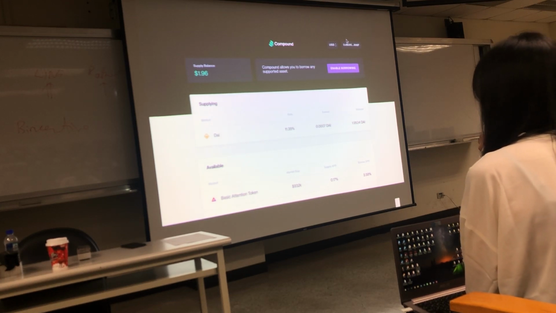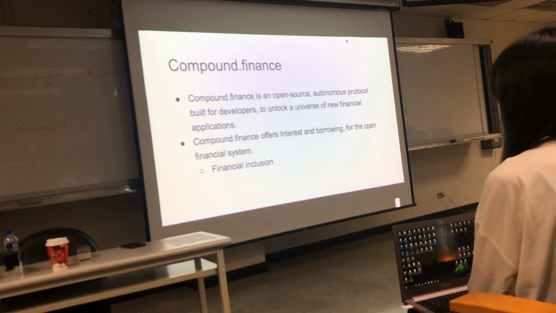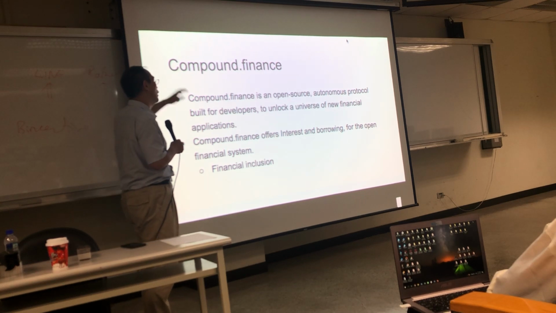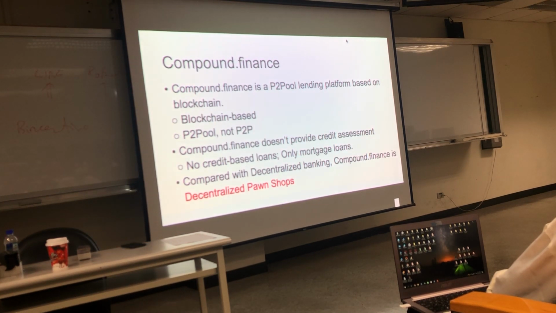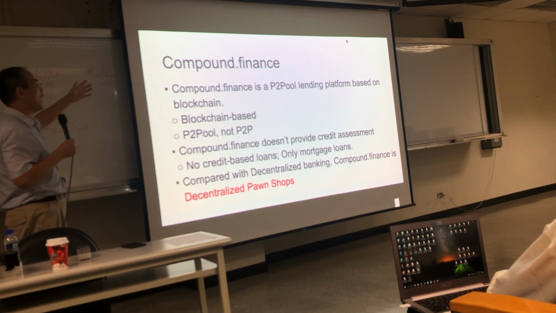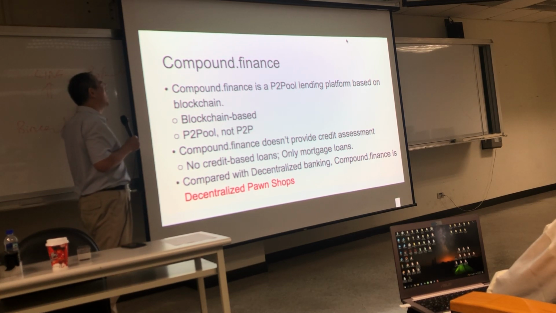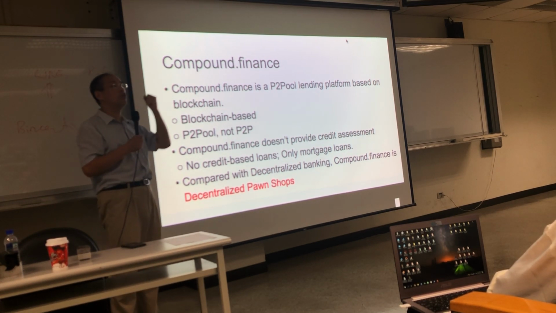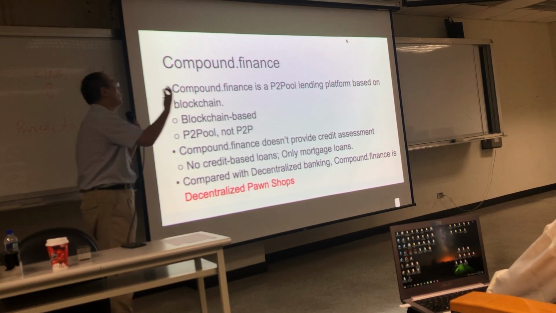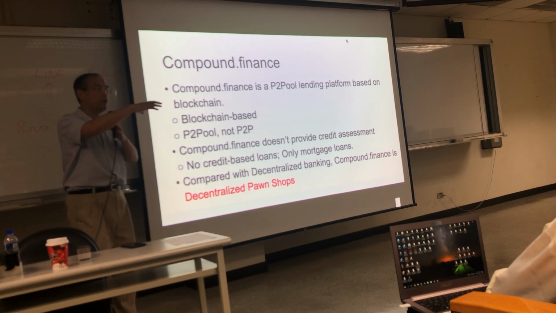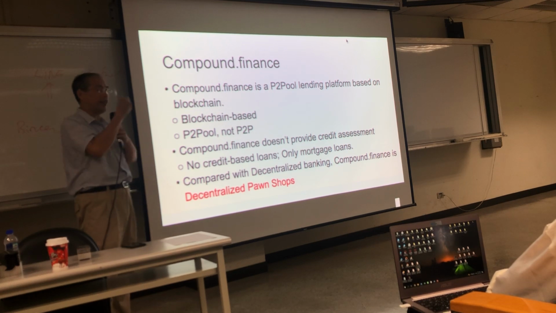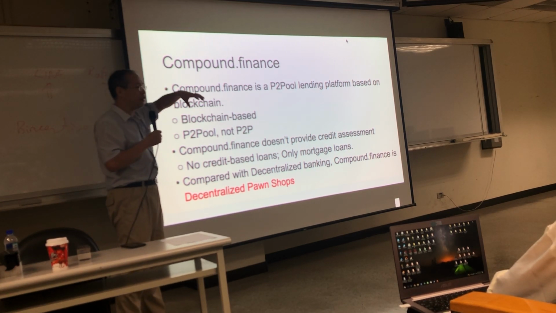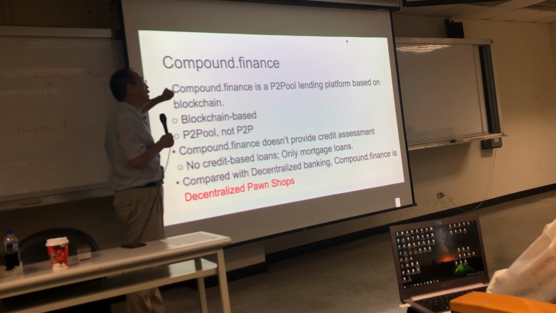this is the interface of Compound Finance. Quick recap: it's an open financial system for financial inclusion. They offer interest and borrowing. Next slide is more description. It's a P2P system because it's not like Dharma.io. Dharma is P2P, where you know who you borrow money from, like I borrow money from David. But for Compound Finance, people are all putting money into the pool. The moment you put money into the pool, you start gaining interest. The interest rate can be 9.64%, right? So the moment you put money into the Compound Finance smart contract, you start earning interest.